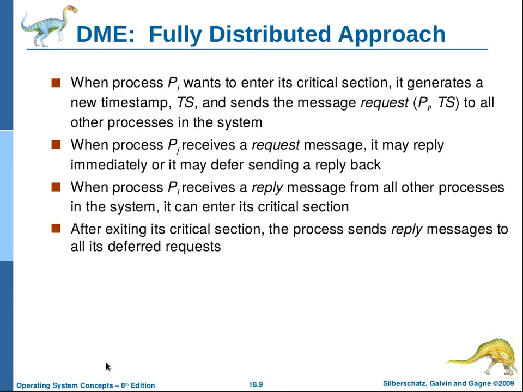Another way to do it is the fully distributed approach. If process P1 wants to enter the critical section, it generates a new timestamp and sends the request, with its process ID and timestamp, to all other processes in the system. So we no longer have a keymaster. We have P1 on D1 and P2 on D2.